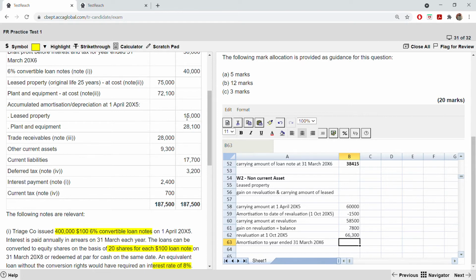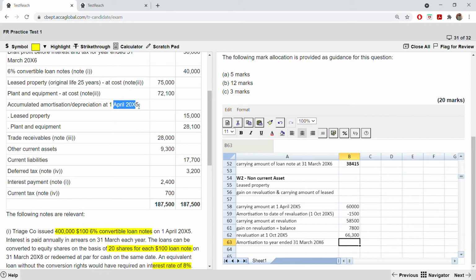If you see the lease property, it is 15 million, but it was supposed to be 3 million. They are saying it accumulated at 1st of April 2005. So first, what did we do? We found annual amortization, 3 million. So the accumulated amortization at 1st April 2005 of 15 million represents 5 years amortization. How 5 years? 3 million, 3 million, 3 million, 3 million, so 3 into 5, 15. So, 5 years.